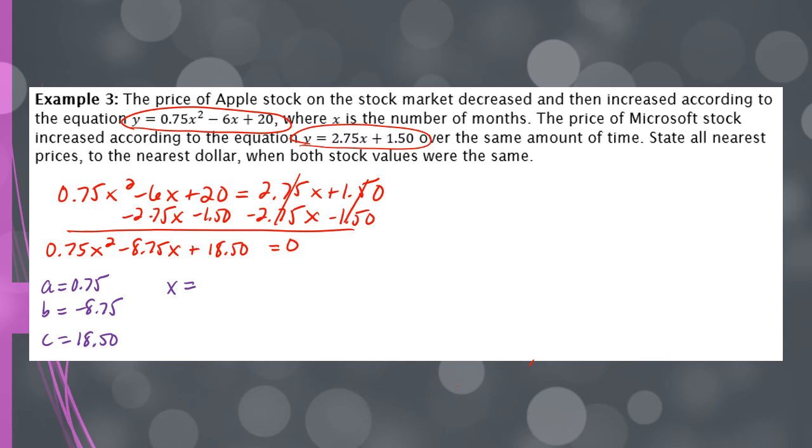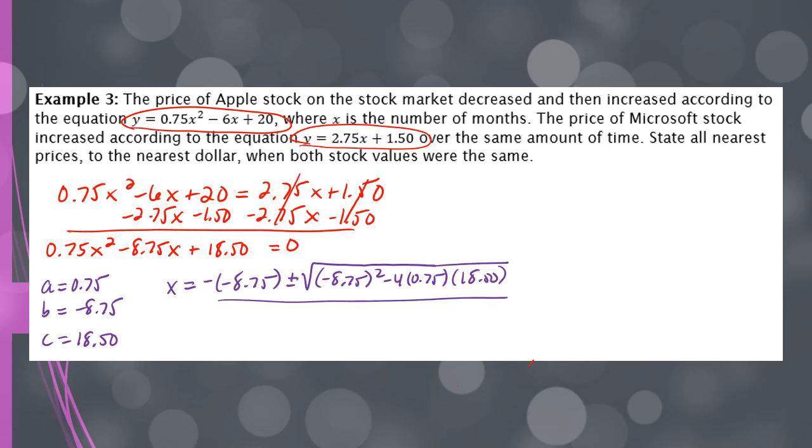Okay, so negative b would be negative 8.75 plus or minus the square root of negative 8.75 squared minus 4 times 0.75 times 1850. So this looks really complicated. And then over 2 times a, which is 0.75.